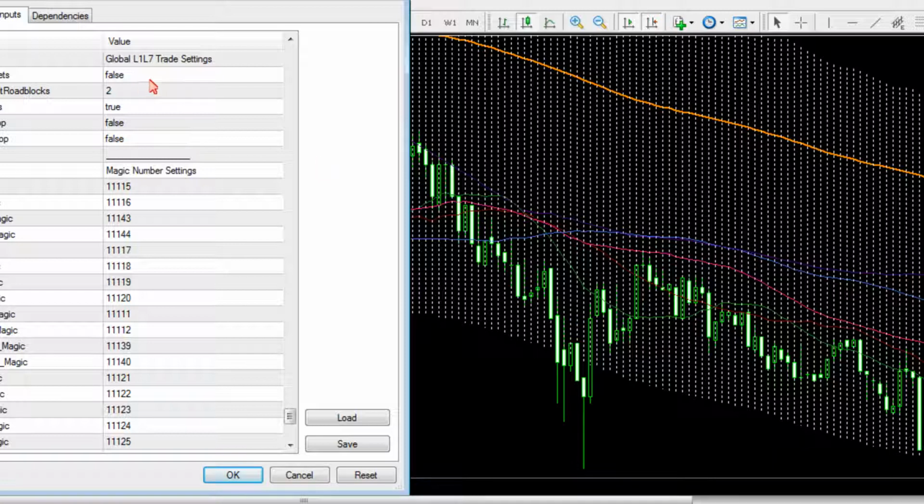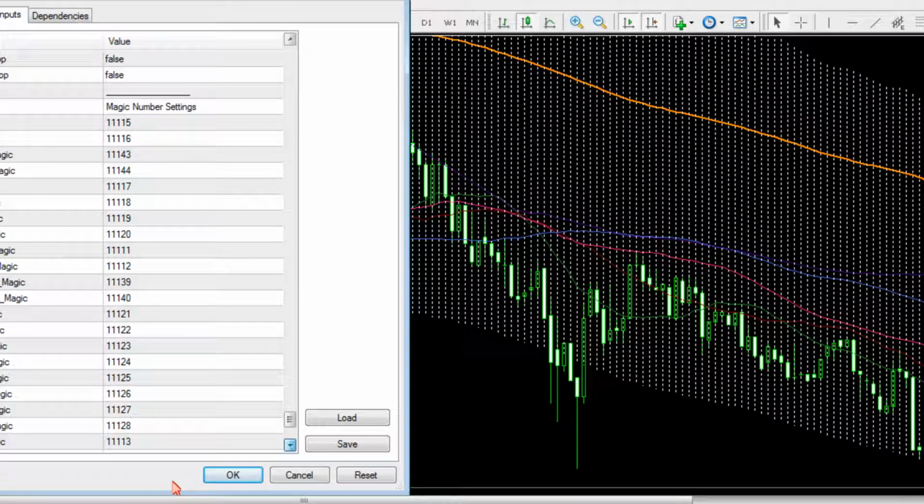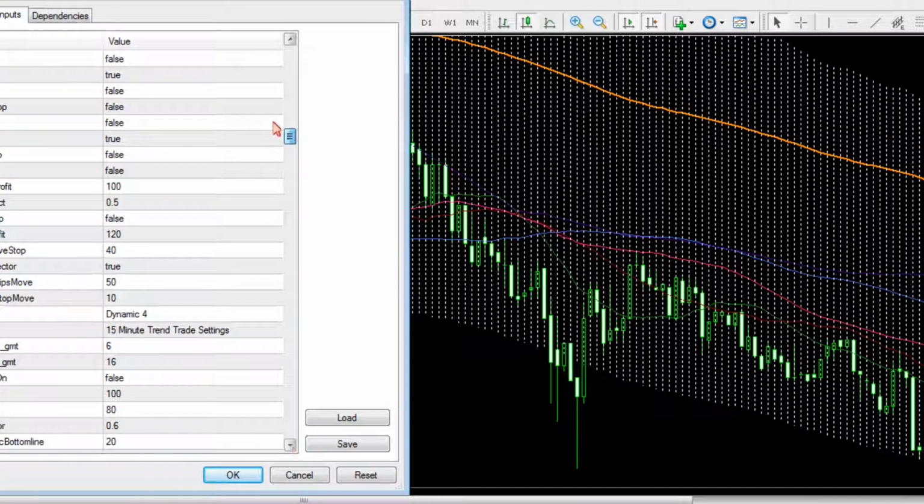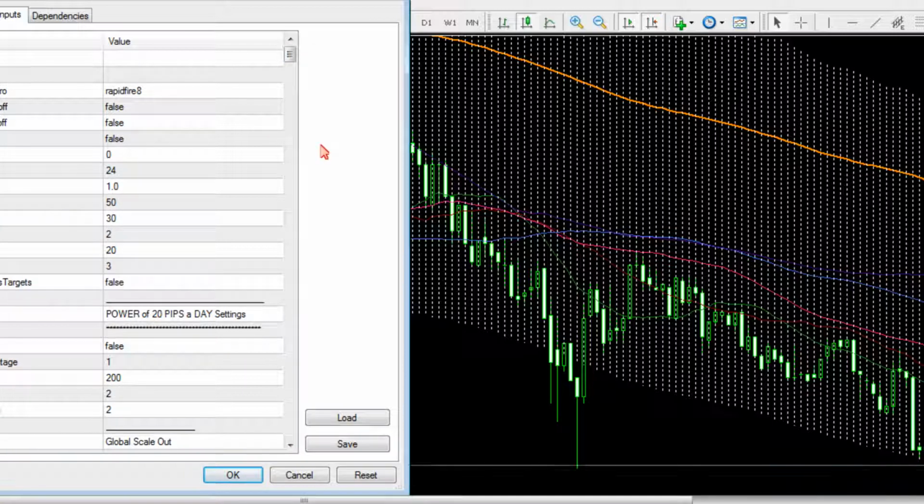So I've got the dynamic stops turned on in the L1 L7 master settings there. And that's it. This is just the magic numbers. I haven't changed anything there. So that's basically it. I hope that's made the rationale clear on what I'm trying to achieve with these settings.